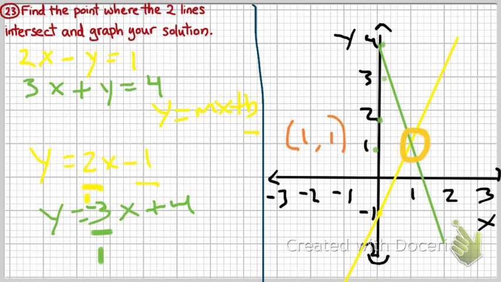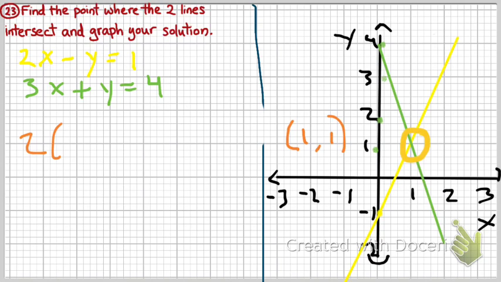If you were to plug these points in for x and y, they should work. So after I'm all done, I want to always check to see if I have the correct answers. So I'm going to plug it into the original equations, not the slope-intercept form that I came up with, just to make sure that I have it correct. So 2 times 1 minus 1 is equal to 1. 2 times 1 is 2, minus 1 is equal to 1. As you can see, it does work for the first equation.